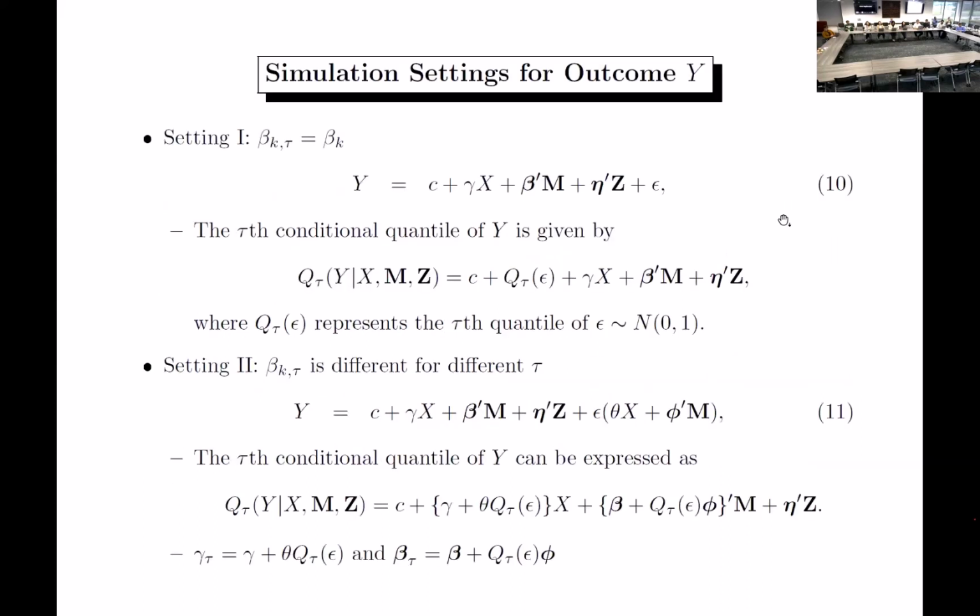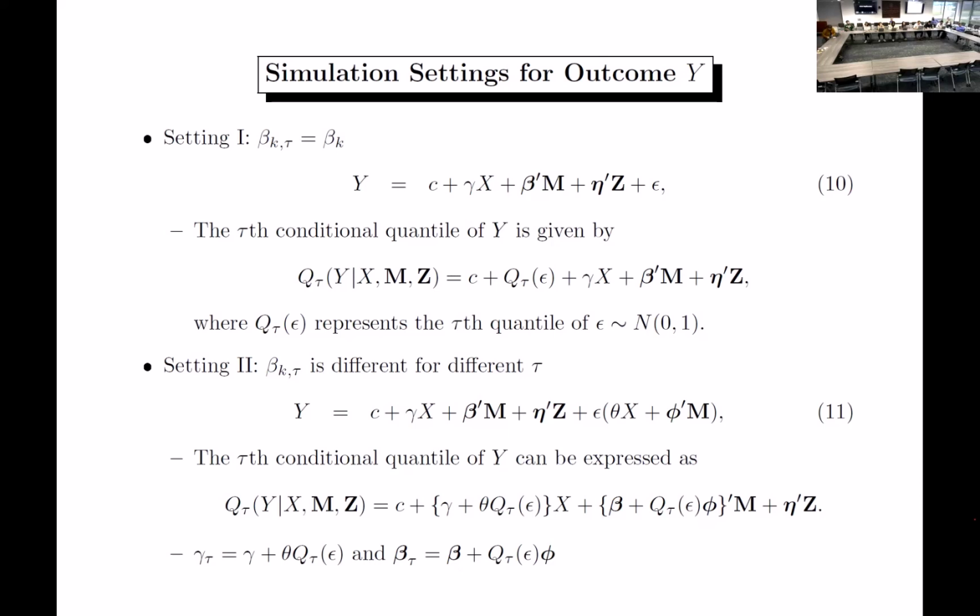And for the outcome Y, we actually have two settings. In the first setting, all the beta_k(tau) are the same. That means the effect is the same no matter your quantile. So we can rewrite this tau conditional quantile in this form. You see here there's no gamma_tau and no beta_tau, so they are the same for different tau.